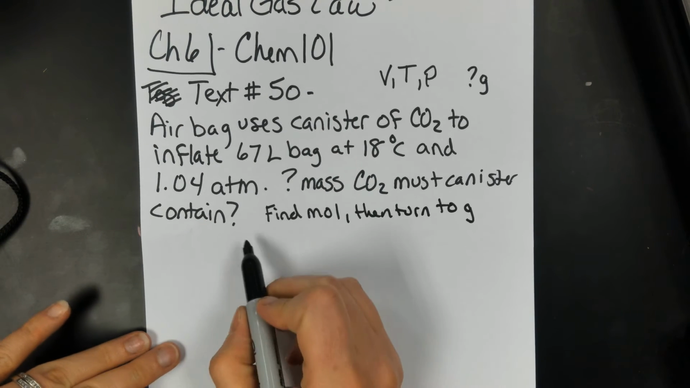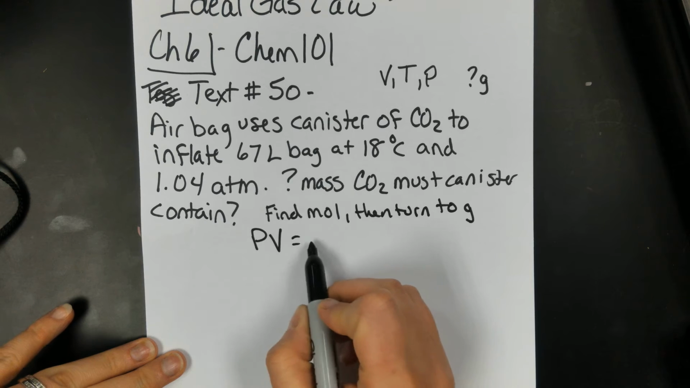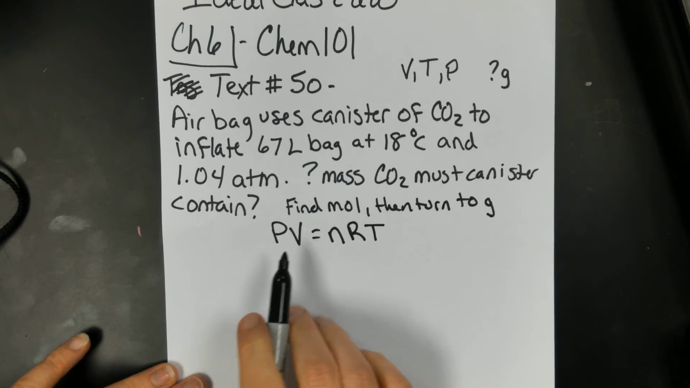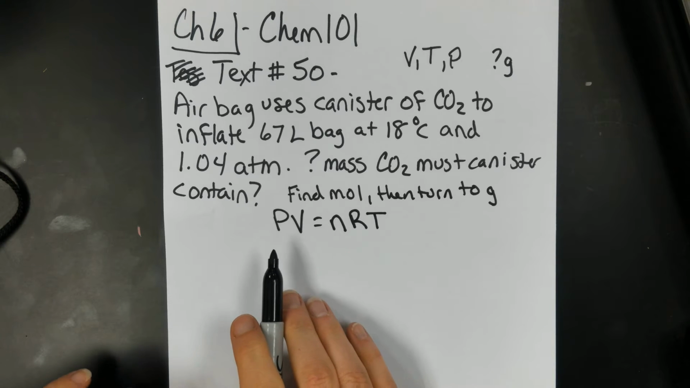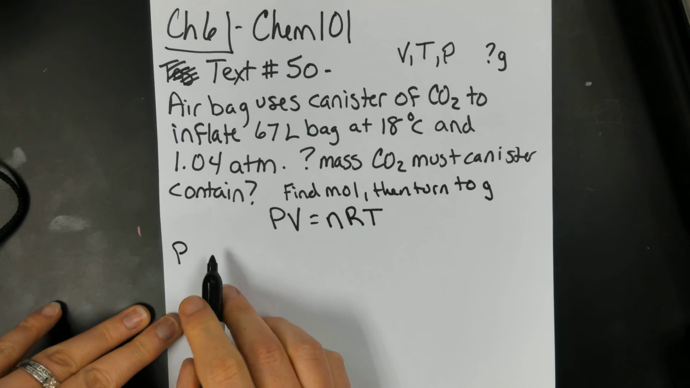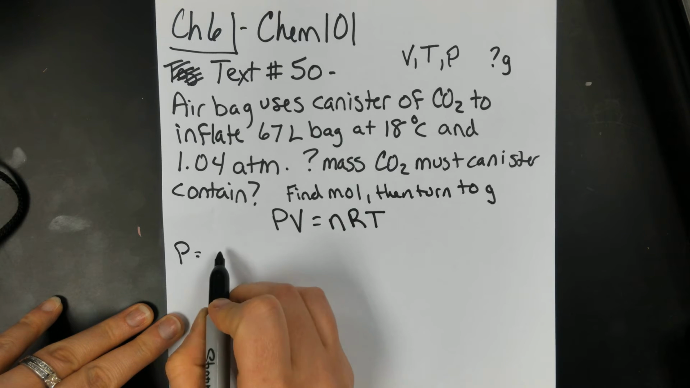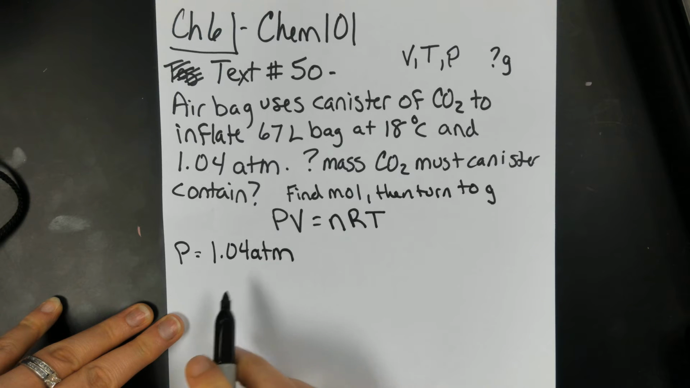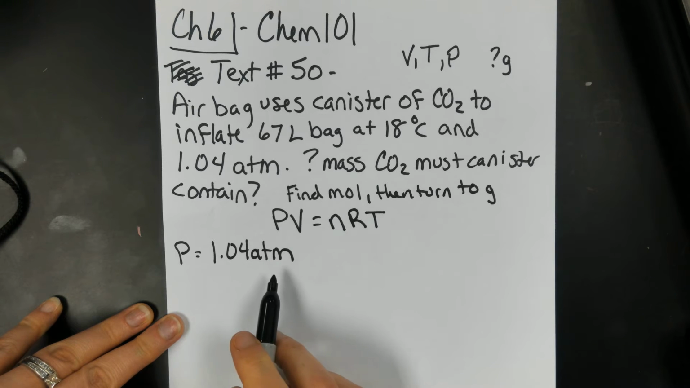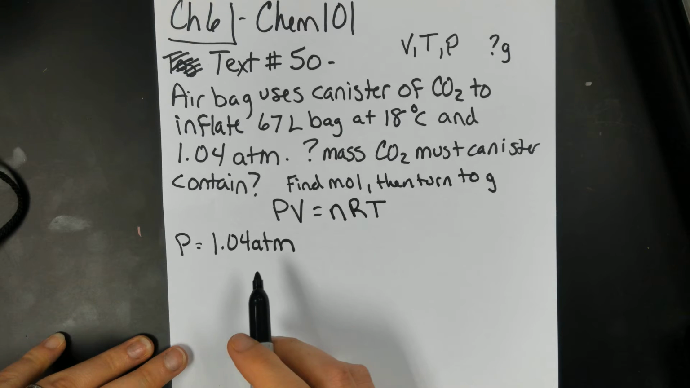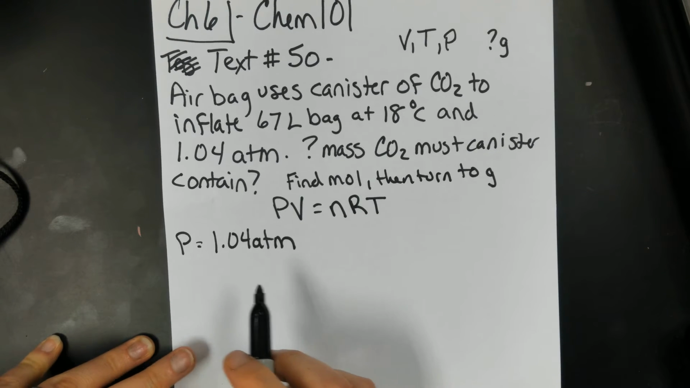PV equals nRT, so we have P times V equals nRT, and we went over what units these have to be in. So let's break down and find out what terms we have. So P, do we know P at this point? Do we know the pressure? Yes, it's 1.04 atmosphere. So what I like to do is let's just write down what terms we have, and then we'll determine if they're in the correct unit, that we could just plug it in.